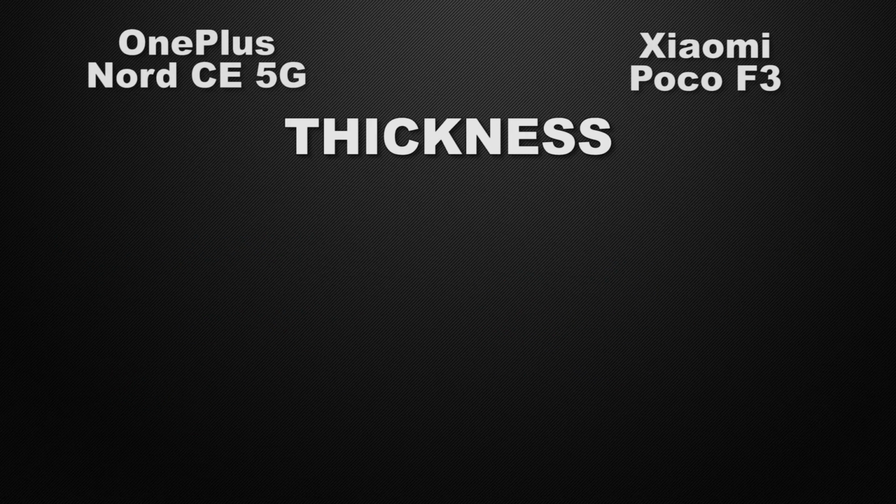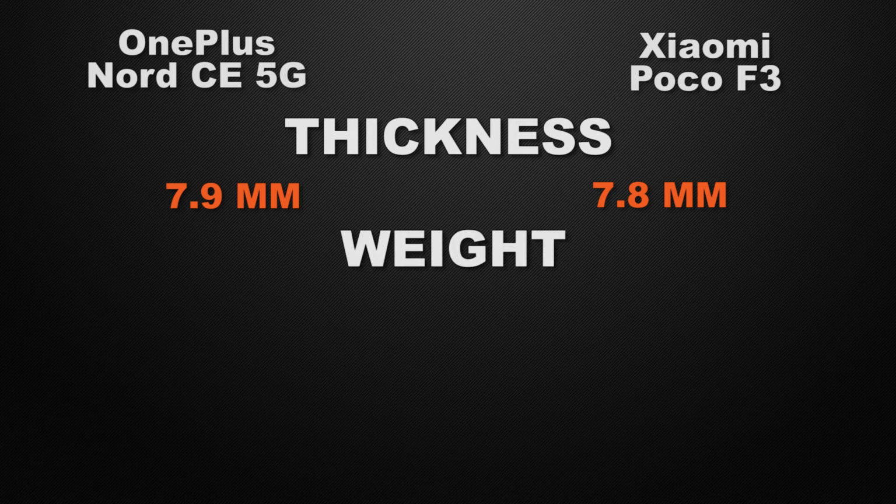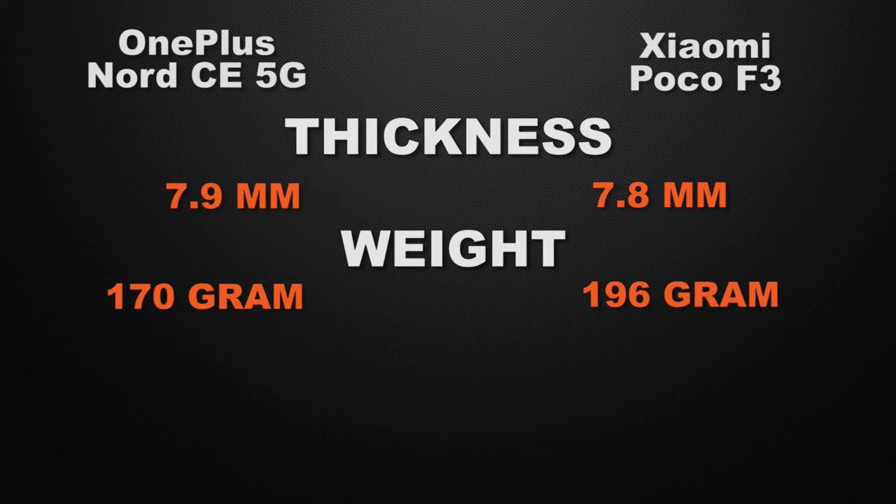Moving to the body features of the devices, let's start with the thickness of the devices. Nord has 7.9 mm of thickness whereas F3 has 7.8 mm of thickness. So it's a tie because both of the devices have the same thickness. Talking about the weight of the devices, Nord comes with 170 grams of weight whereas F3 has 196 grams of weight. So the winner here is Nord because it has lower body weight.